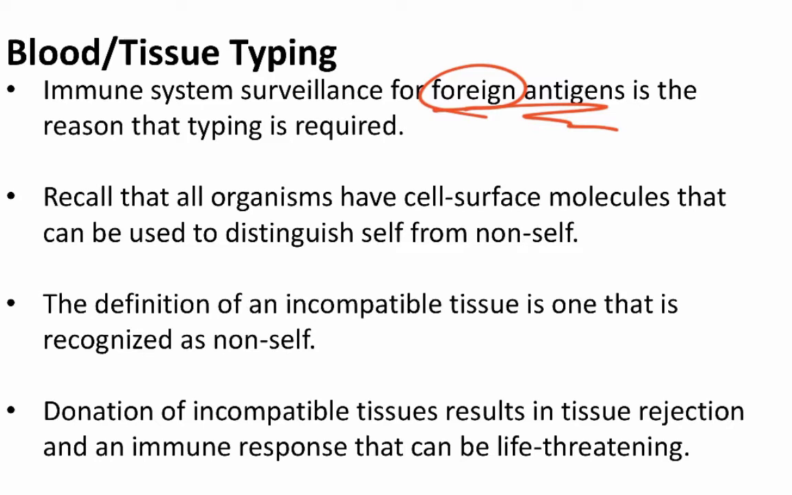Incompatible tissues are tissues that are recognized as non-self. And when you have donation of incompatible tissues to a recipient, you end up with tissue rejection. And in the case of incompatible blood types being mixed together, you can end up with an immune response that can be life-threatening because of the agglutination reaction.